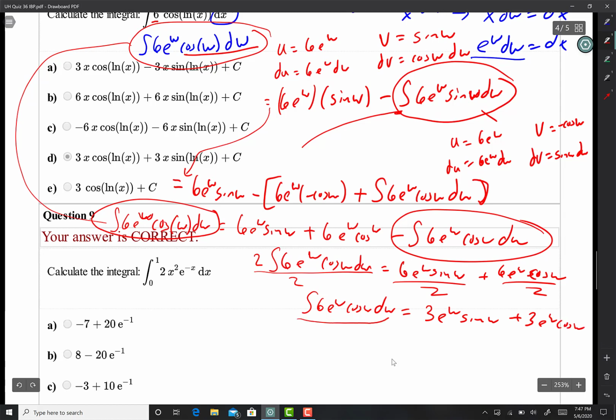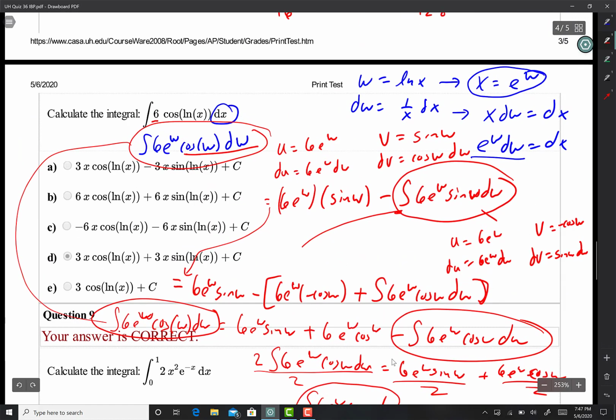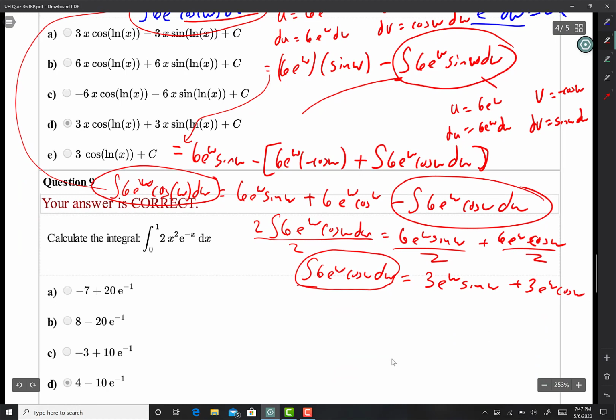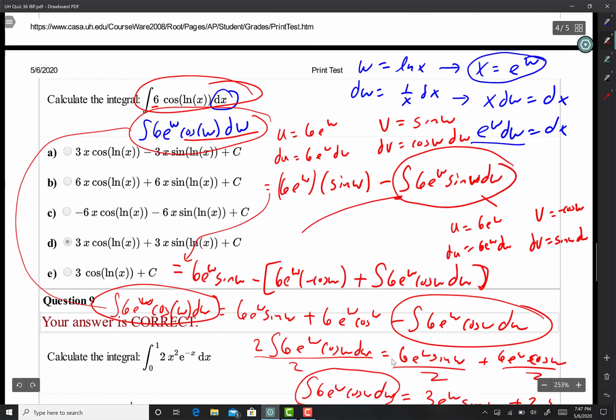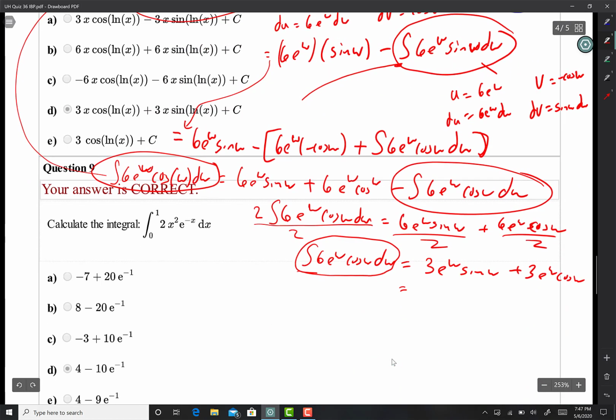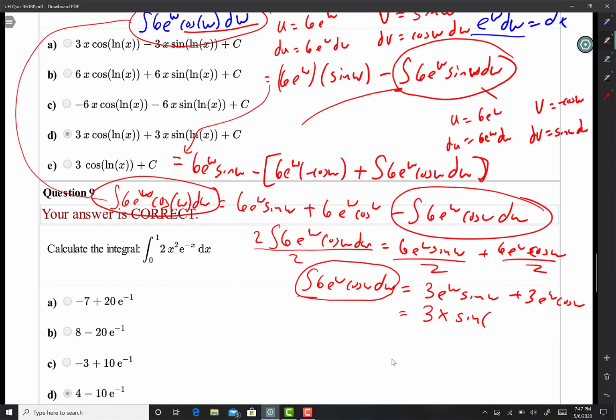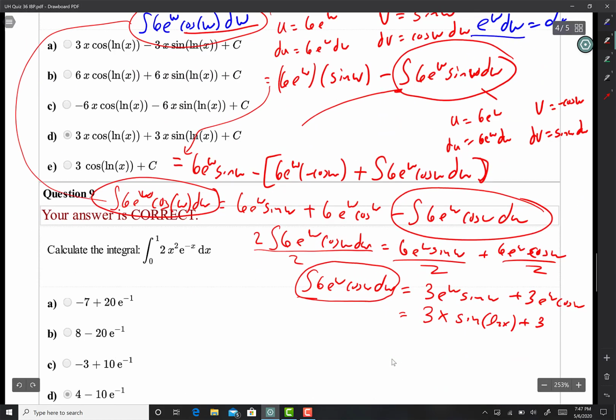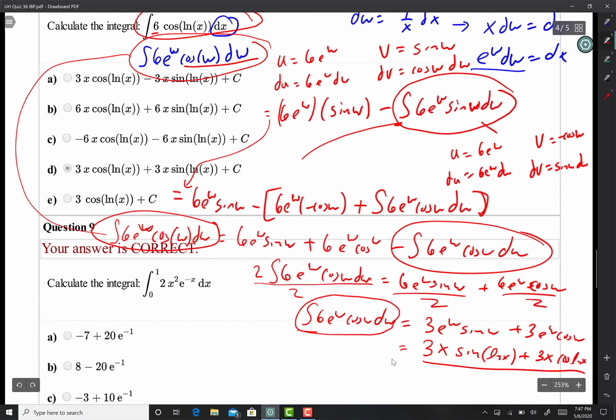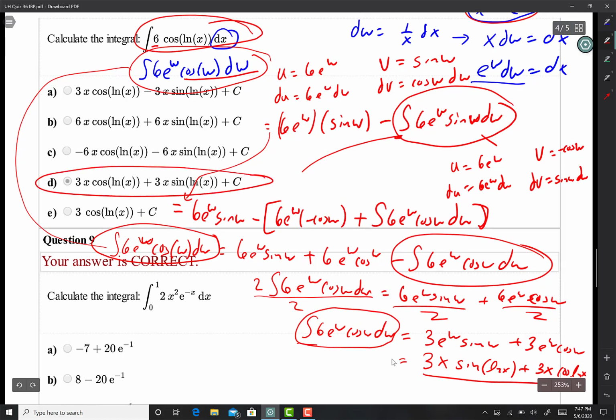Finally, remember that we said that this here was equivalent to 6 cosine ln x dx. So there it is. This is my answer here. Replace the e^w with x. So 3x sine, and w was ln x, sine ln x, plus 3x cosine ln x. And there it is, guys. And yeah, that one was tough. It was real tough. All right. You think we can handle one more?